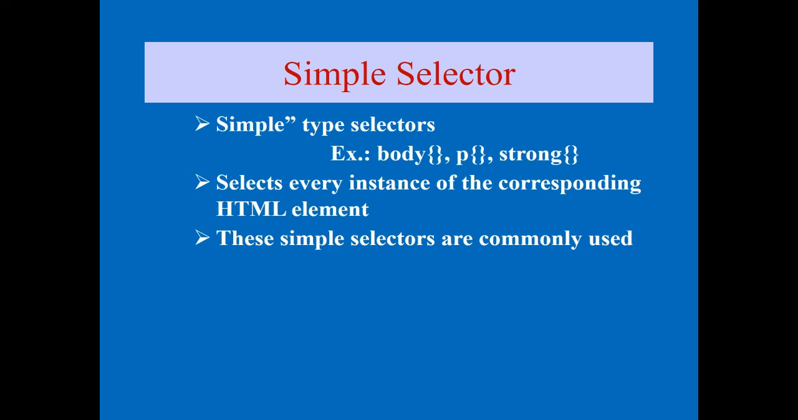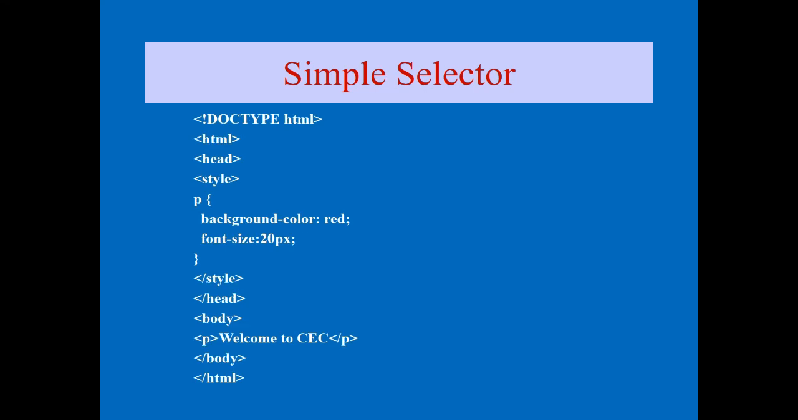Whenever you write body in your page, automatically whatever designing you write will reflect. Paragraph P, whenever you use the P, automatically that impact is there. Strong is again one element, that impact will be there. Syntax is like this: body, any element name, then curly bracket open, curly bracket close. Any element, that's why this is called the simple type selector. These selectors are very popular, and everybody commonly uses the simple selector first of all. See one small example here.